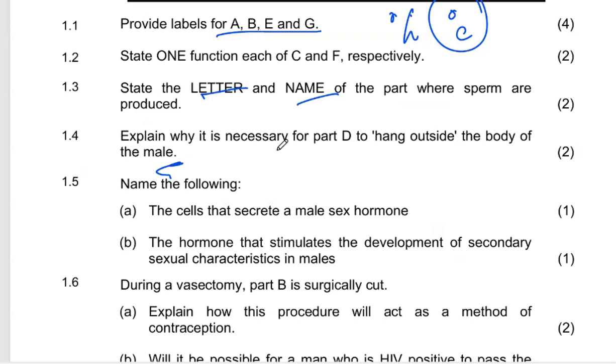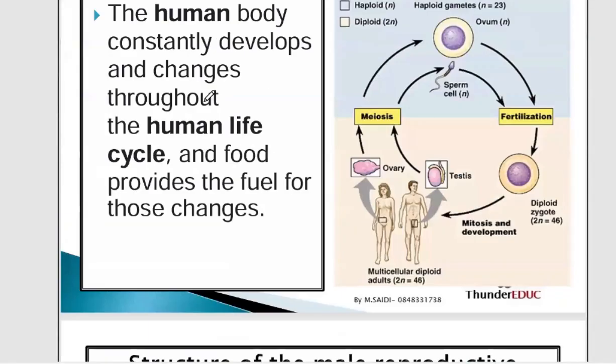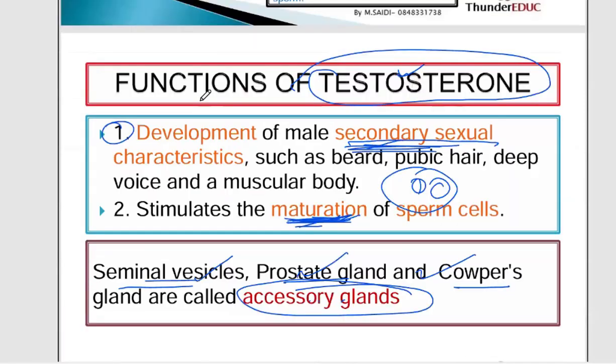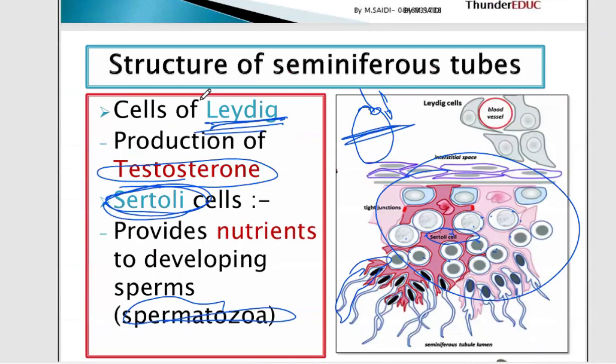Let's read the question again. Name the cells that secrete the male sex hormone. Seminiferous tubes? Not really. Cells of Leydig. You remember we said it? It is cells of Leydig. So those are the cells which are responsible for production of that.